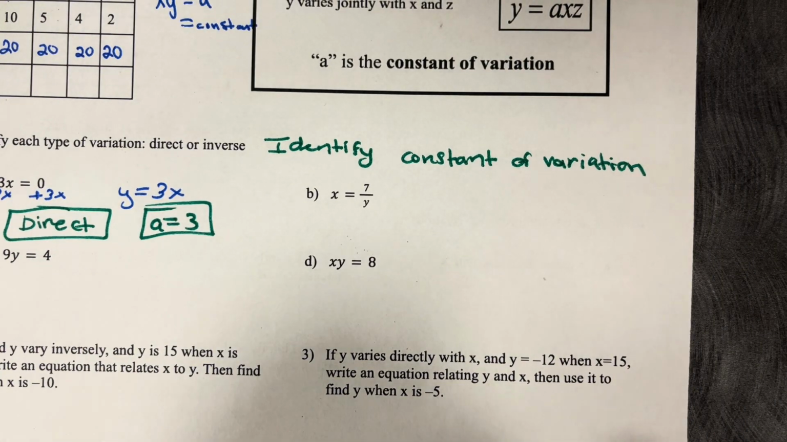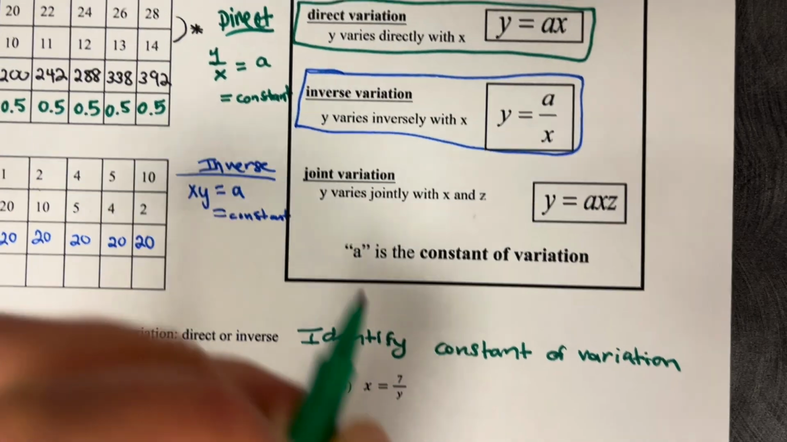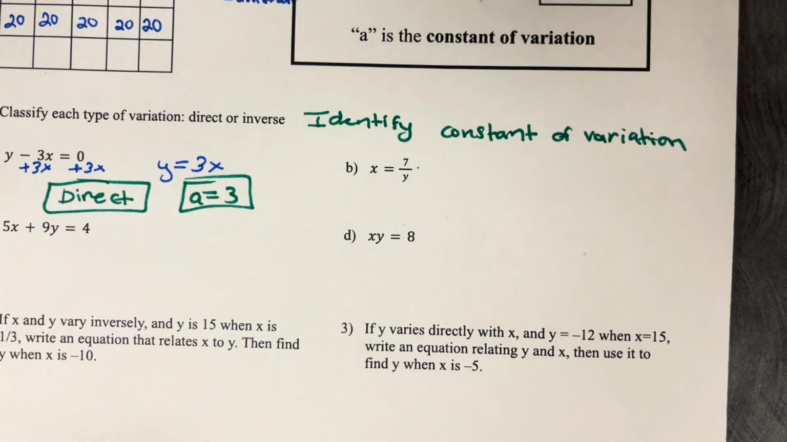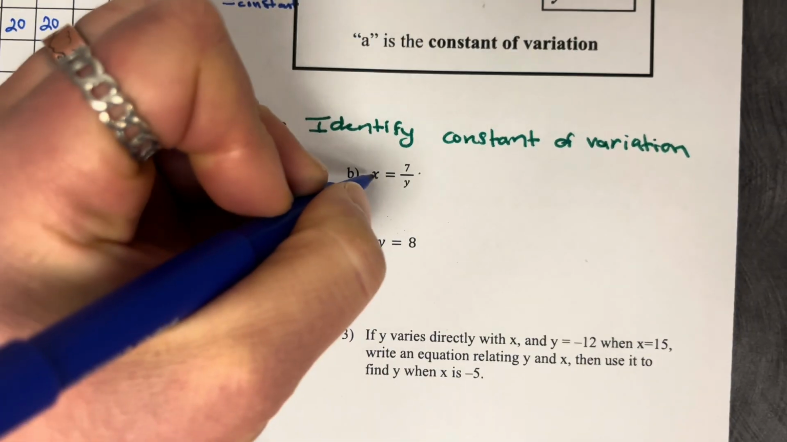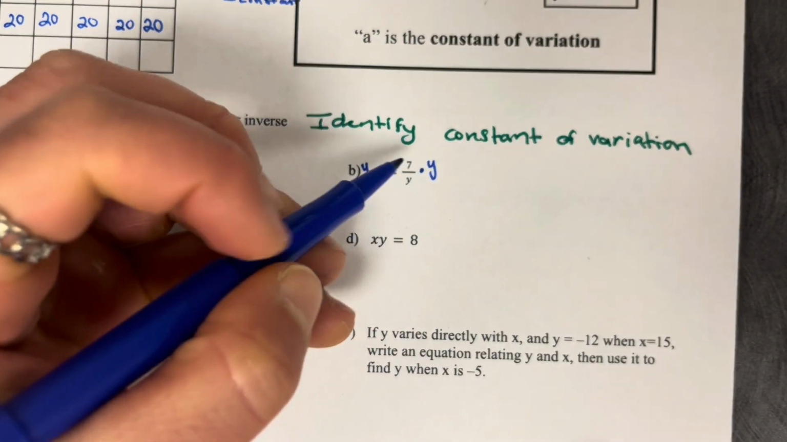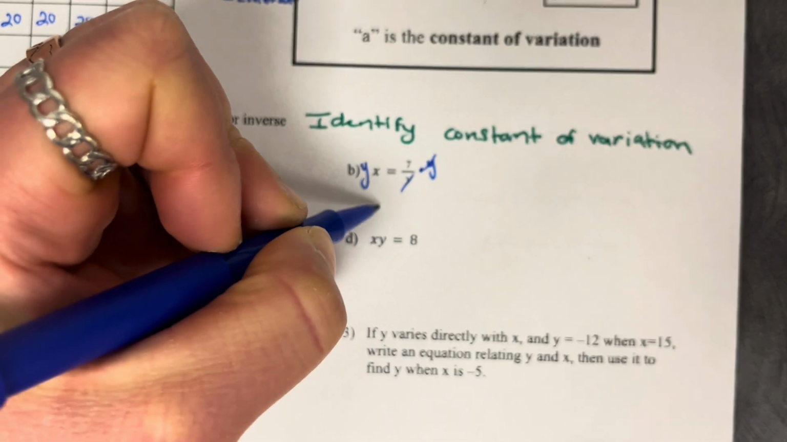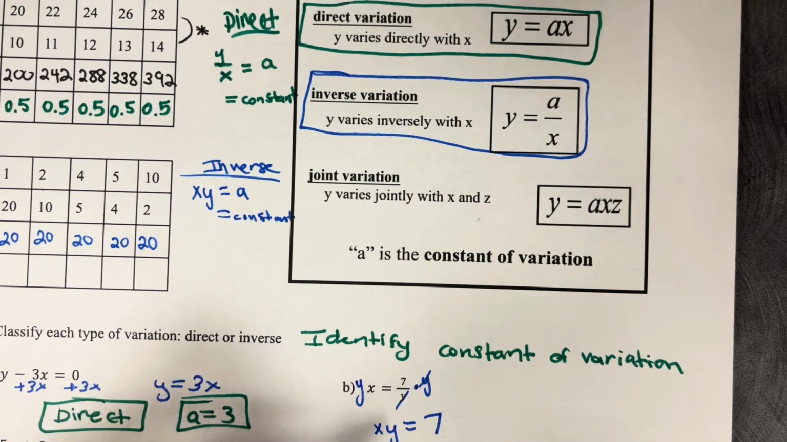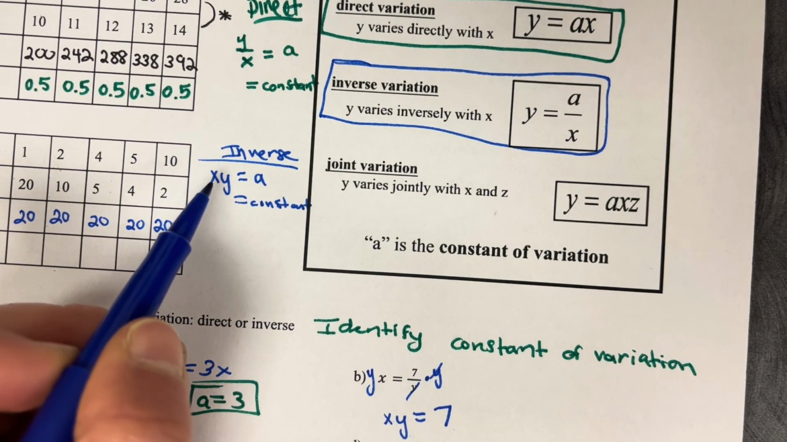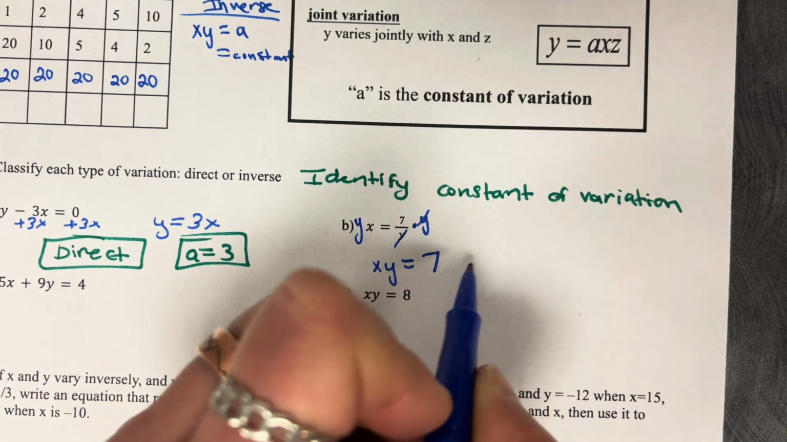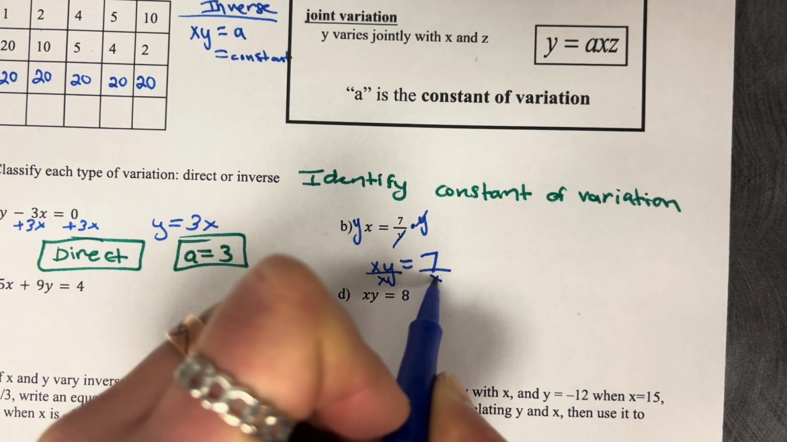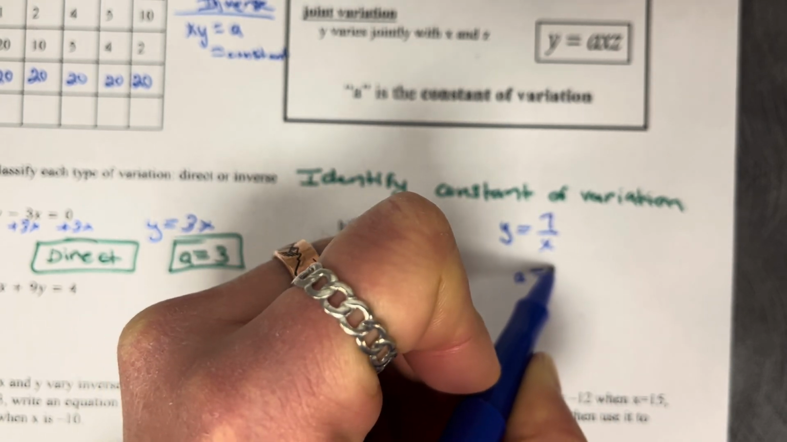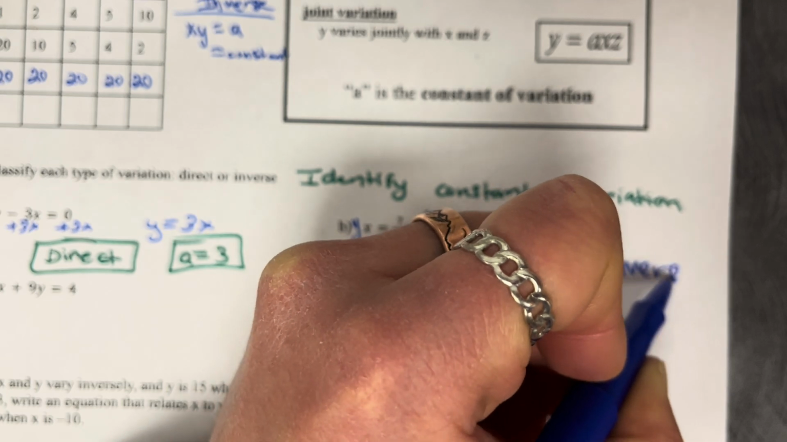Okay, B. X equals 7 over y. Well, we want it to look like one of these, so we're going to rearrange it for y. So multiply by y on both sides. Y's cancel on the right. We get xy equals 7, and that looks just like inverse variation, where we have xy equal to a constant. So what we can do now is rearrange it for y. So divide by x on both sides. We get y equals 7 over x. Our constant of variation is 7, and this is inverse variation.